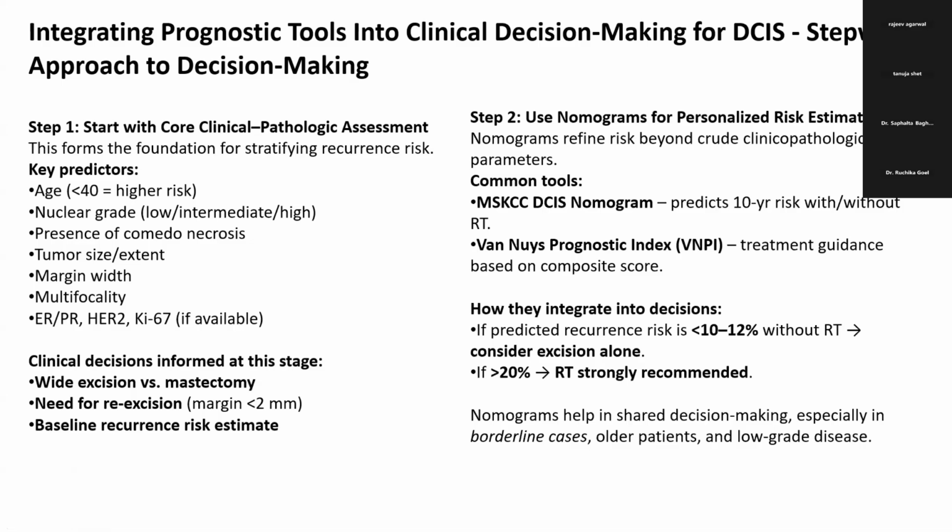Further down, nomograms have been introduced, which look for personalized risk assessments, and they refine risk beyond crude clinical pathological parameters. The common tools are the MSK-CC DCIS nomogram and the Van Nuys prognostic index, which I believe are not in clinical practice yet. They integrate decisions in the following way. If the predicted recurrence score is less than 10 to 12% without RT, we can consider excision alone. However, if it is more than 20%, RT is strongly indicated.